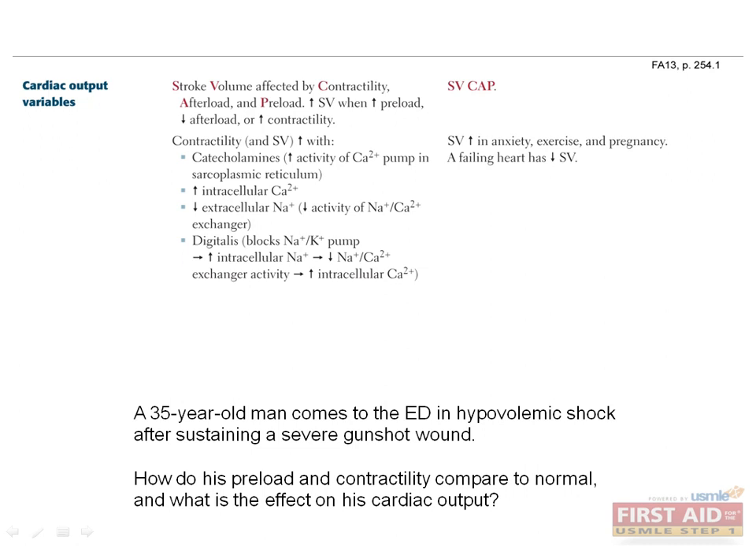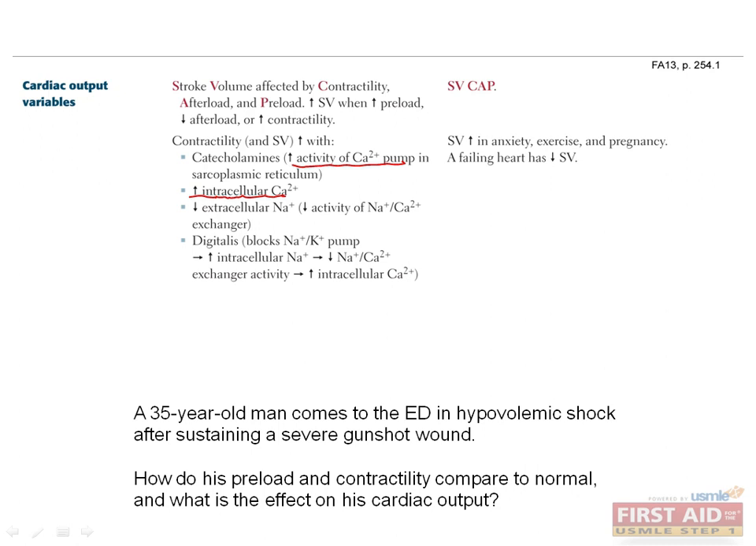Catecholamines increase contractility. If you remember back, catecholamines, such as epinephrine, increase the activity of the calcium pump in the sarcoplasmic reticulum. This increases relaxation of the fibers and allows for greater contraction of the fibrils. Increased contractility is related to increased intracellular calcium. Increased calcium allows for more binding to troponin C and moves tropomyosin out of the actin filament to allow for myosin binding and contraction.